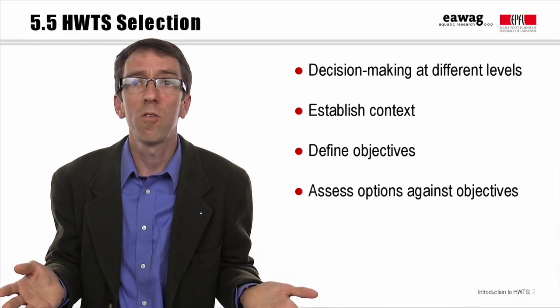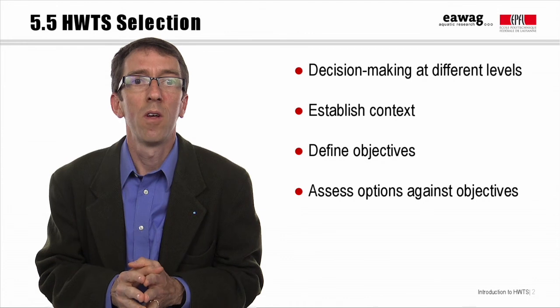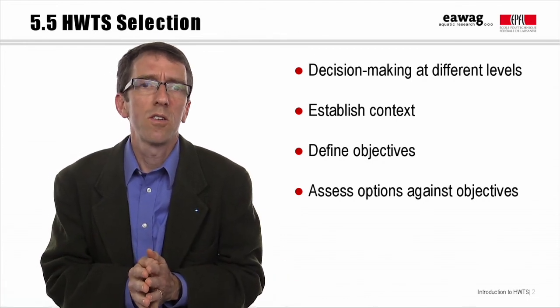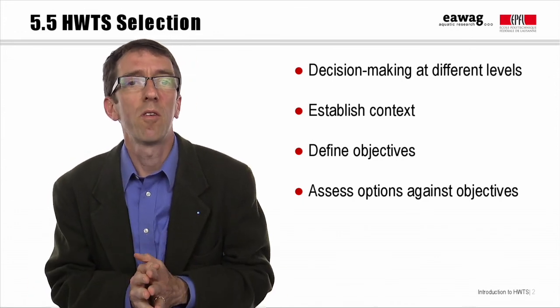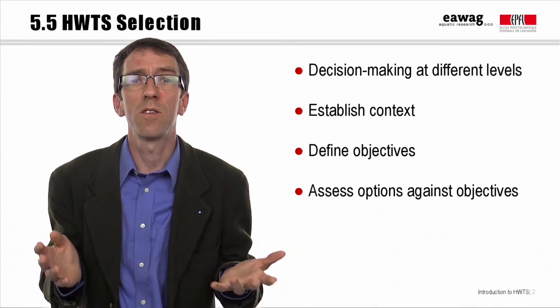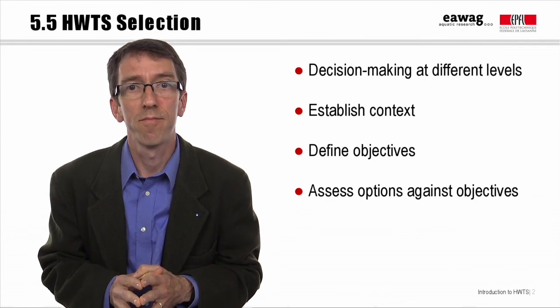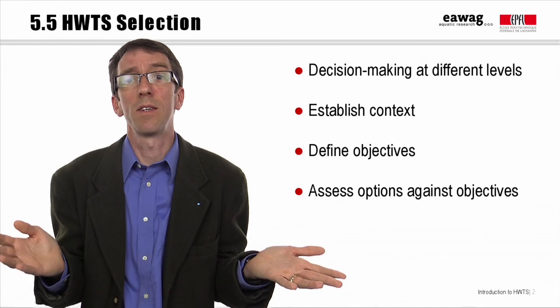Selection of HWTS options can happen at different levels. At the household level, an individual can decide to use or not to use a given technology. But frequently, decisions on technologies are taken at a program level or even by central governments. And how can these decisions then be made in a rational way at these different levels? Well, the first thing to do is to be able to say what is wanted.